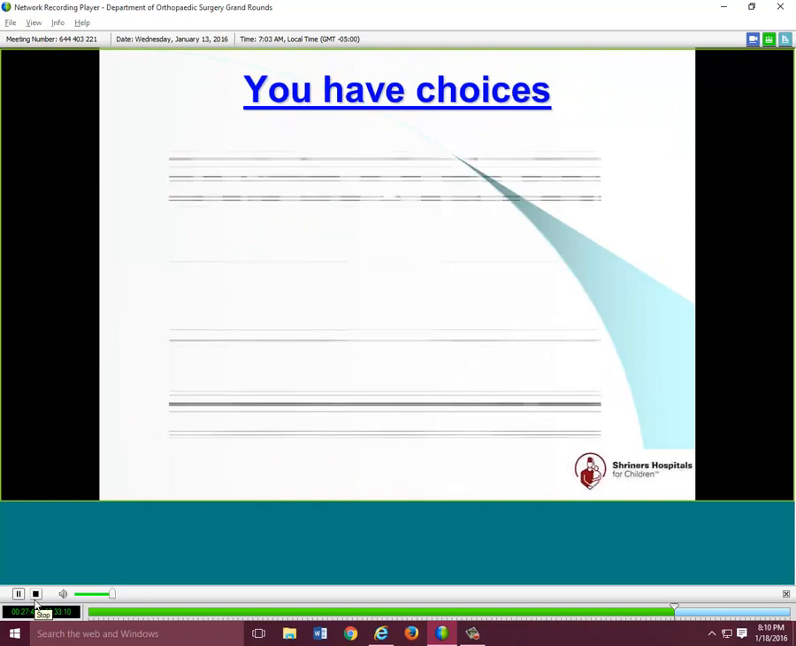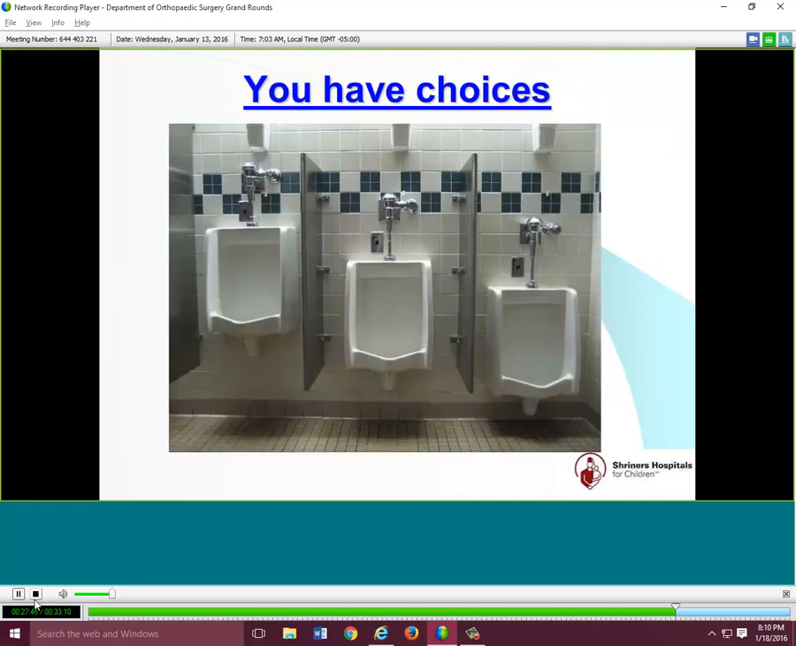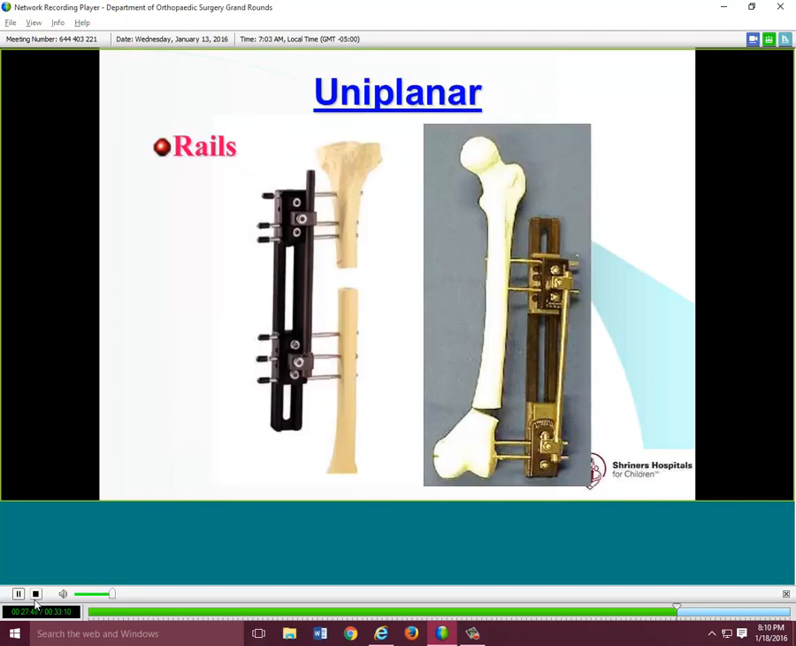So you have choices. And we can go through some of these different choices. So we have our uniplanar external fixators.